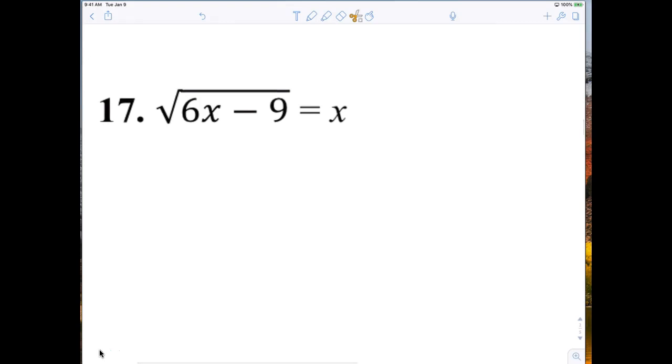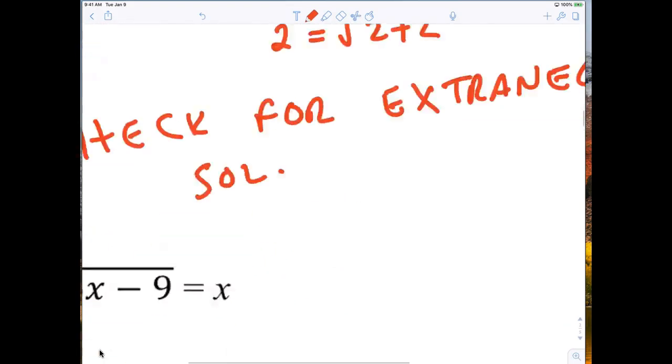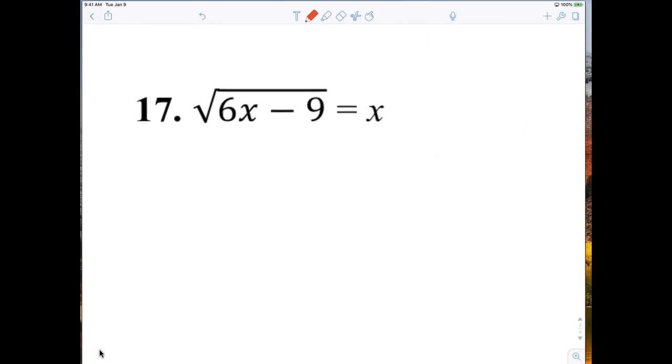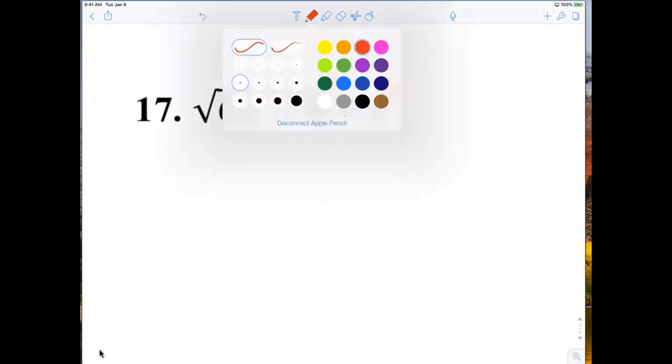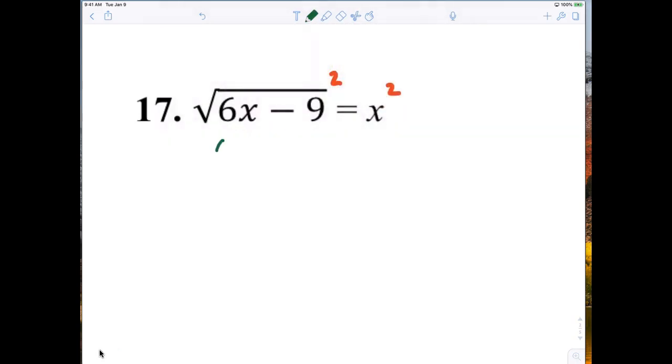So what do I have to do to both sides? Square. Square both sides. Right? What happens to the square and the square root? They cancel out. So here we go. 6x minus 9 equals x squared. Ben, do you agree I want the x squared to be positive, right? So I'm going to move which one? That's correct. So 0 equals x squared.